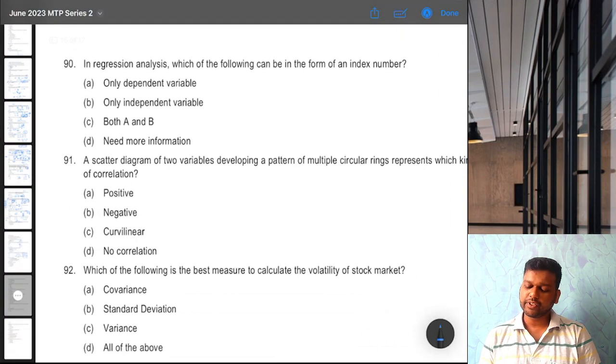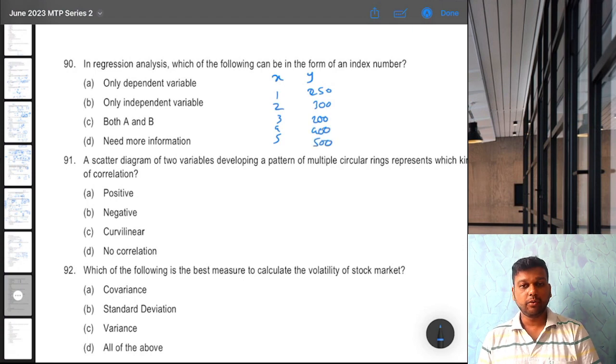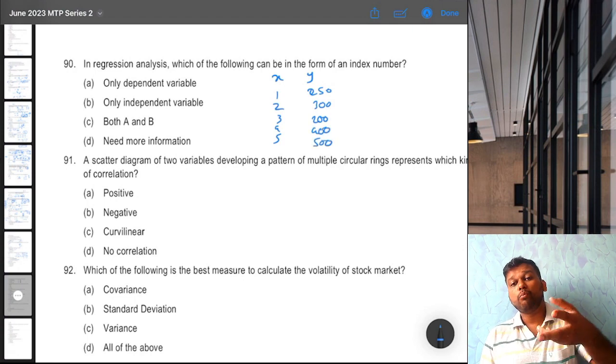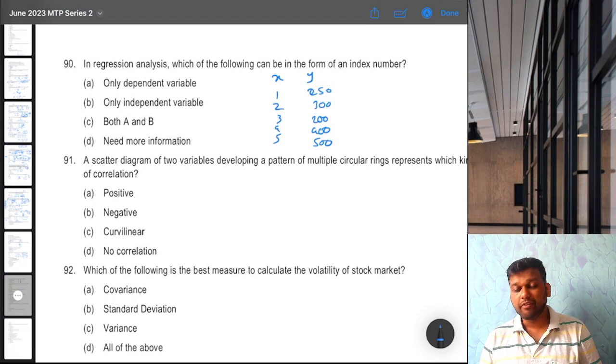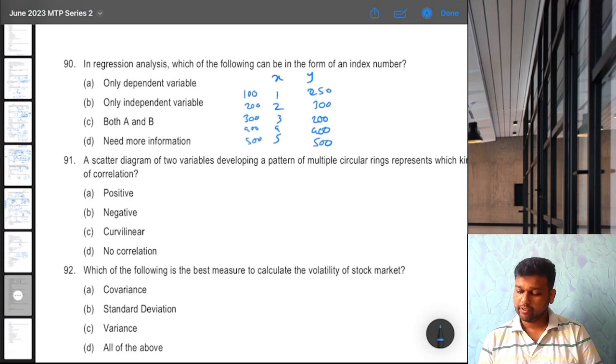In regression analysis, which of the following can be in form of an index number? Okay, now understand, in regression you have x and y. Let's say x is 1 2 3 4 5, y is 250 300 200 400 something. Now even if we convert both of these to index numbers, we will get the same answer. So even if we make this base as 100, then 200 300 400 500, and let's say we convert this also to 100 and then convert everything.